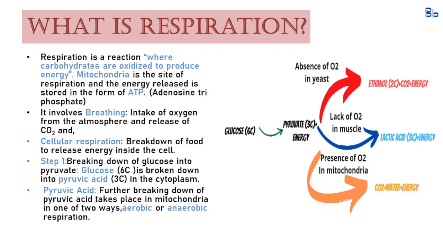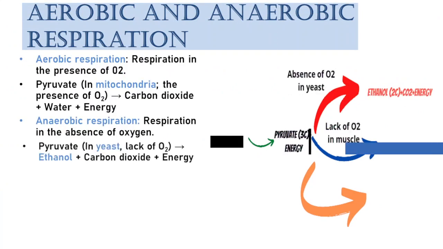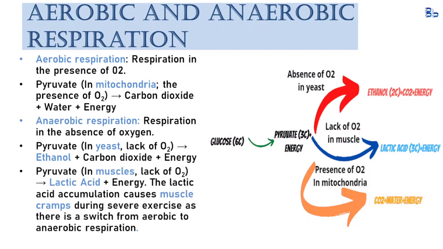From this point onwards, pyruvate can take different pathways depending on the availability or unavailability of oxygen. This happens in the mitochondria. The pathway where oxygen is available is the aerobic pathway, and if oxygen is lacking, then respiration follows the anaerobic pathway. Now let's look at the aerobic and anaerobic respiratory pathways in detail.